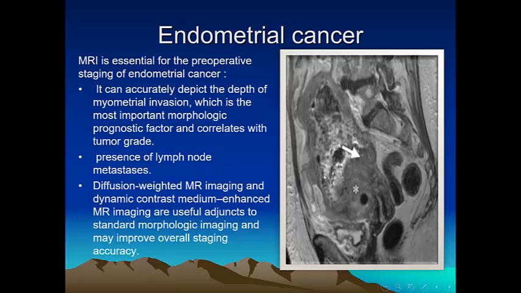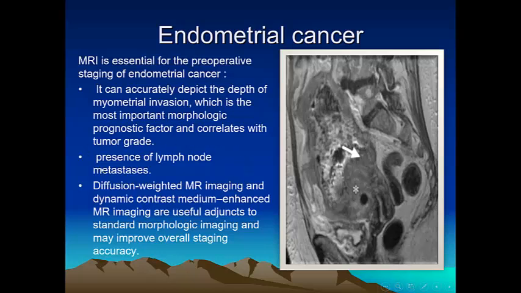This is endometrial cancer, very huge uterus. In endometrial cancer, how to assess? MRI is essential for the preoperative staging of endometrial cancer. It can accurately depict the depth of myometrial invasion, which is the most important morphologic prognostic factor and correlates with the tumor grade. Presence of lymph node metastasis is very important. We must look for the lymph nodes.